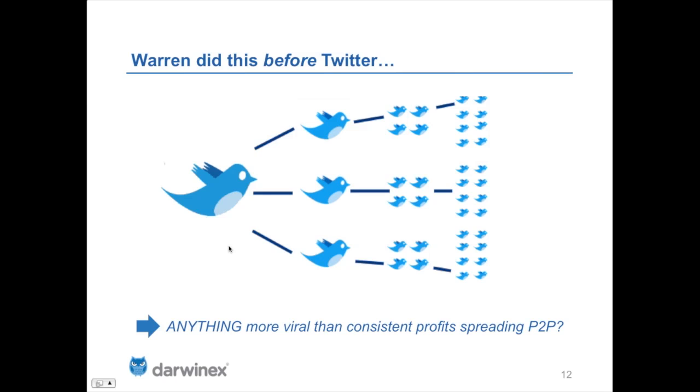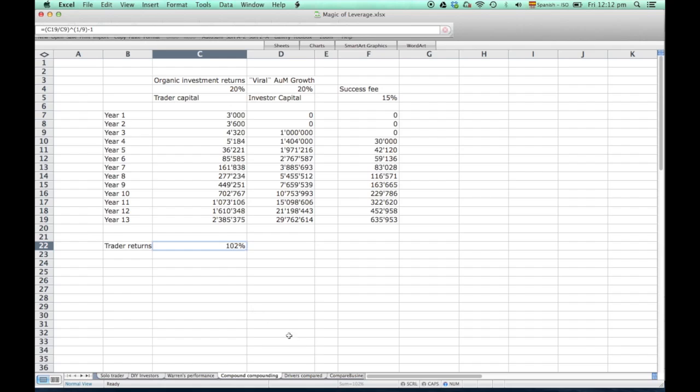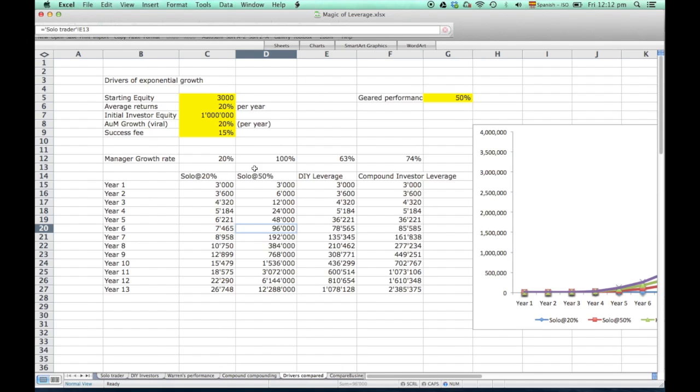And by the way, do you know anything more viral than consistent profits spreading peer-to-peer? Well, you probably don't, because of course consistent profits year in, year out are a way to multiply money, in other words, free money, and there's nothing more juicy to spread than that. If you want to internalize the power of that, and this model I'll be very happy to share with you if you're interested, you'll realize that the fastest way to grow your money is compound leverage, as we were saying.